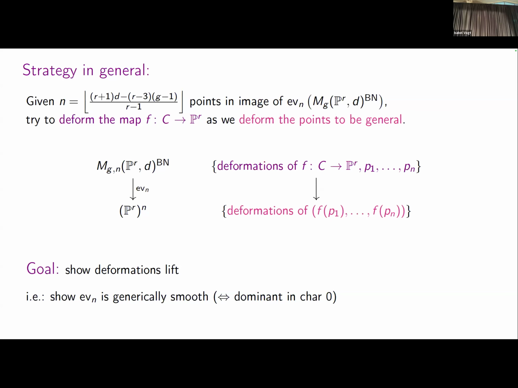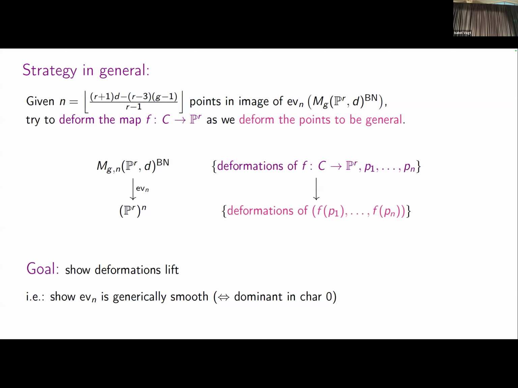And if you know something about the infinitesimal lifting criterion, then what I'm trying to show is that this map, the evaluation map, is generically smooth at some point, or it's smooth at some point and hence generically smooth. And generic smoothness is equivalent to dominance in characteristic 0, but it is not equivalent in positive characteristic. There could be some inseparable behavior here. And so I really am trying to show something stronger in positive characteristic.